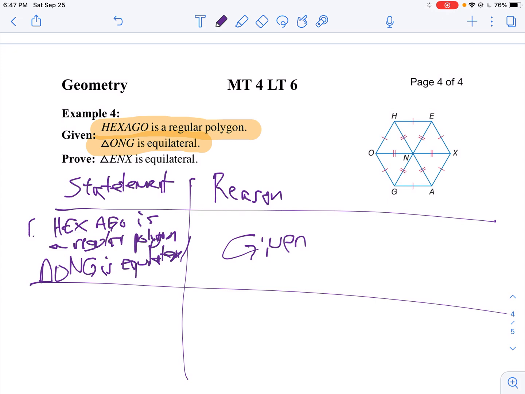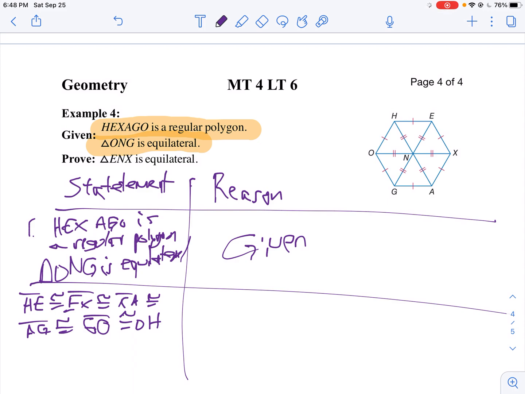I'm going to go around. I'm going to say, oh, HE is congruent to EX, which is congruent to XA, which is congruent to AG, which is congruent to GO, which is congruent to OH.